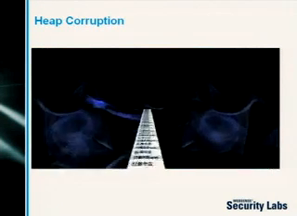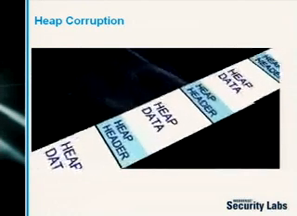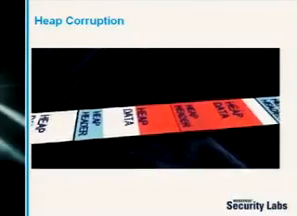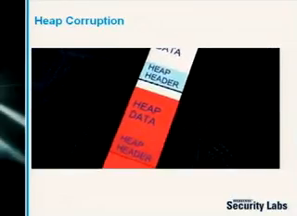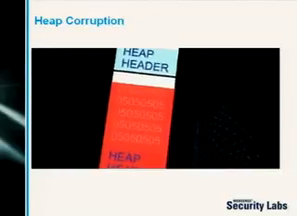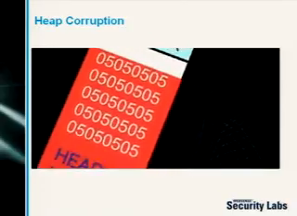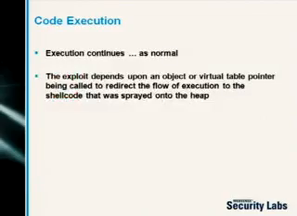So now, the attacker needs to trigger the vulnerability, which will overwrite data on the heap. Here we see a block of memory, heap header and heap data. And as we can see, the attacker overwrites heap data with his own supplied data. If we take a closer look at what the data was before the corruption, we will see that the attacker overwrote things like virtual table pointers. So the attacker sprayed the heap and also triggered the vulnerability.